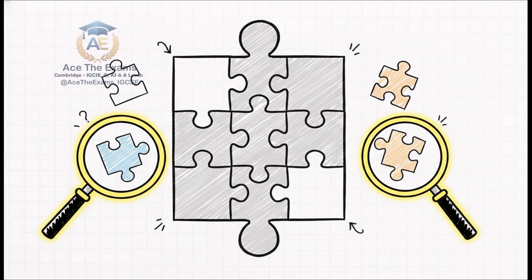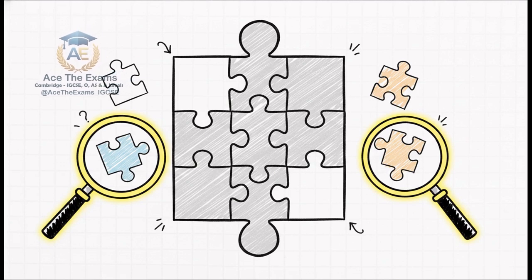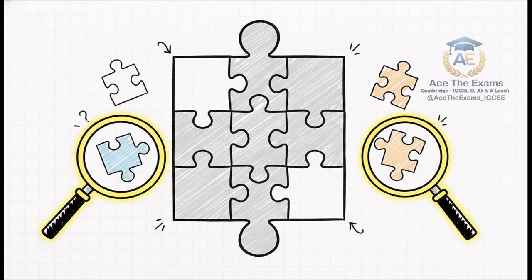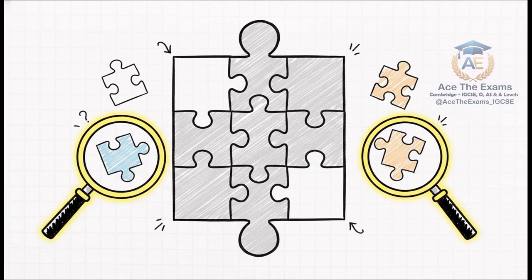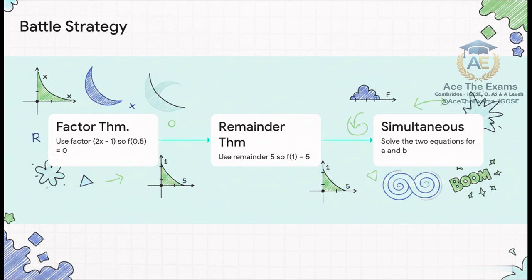Well, the exam kindly gives us 2 distinct clues. Clue 1, the equation has a perfect factor of 2x minus 1. Clue 2, it leaves a remainder of 5 when divided by x minus 1. This is exactly where we deploy our hacks.